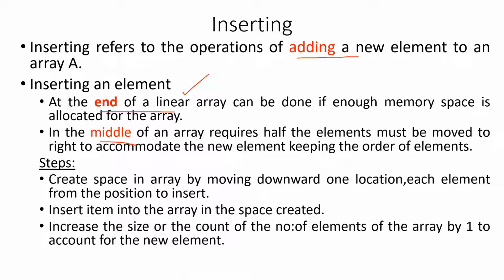So what are the steps for inserting? Create a space in the array by moving down one location. You can imagine the array to be placed horizontally or vertically. If you are keeping it horizontally, you would say moving to the right one location from the position to insert, and then insert the item into the array in the space created.